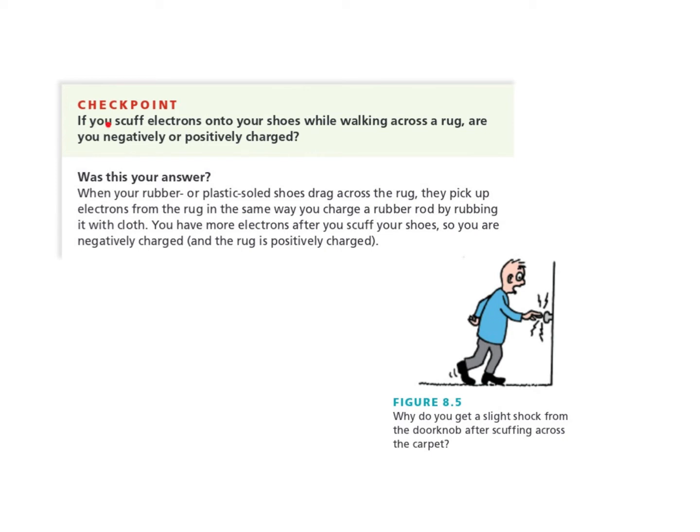It says, if you scuff electrons onto your shoes while walking across a rug, are you negatively or positively charged? The answer is you're negatively charged because you've gained electrons onto your body, or at least onto your clothing, and so you have an excess of negative charge. The other question, and you can see this figure here, why do you get a slight shock from the doorknob after scuffing across the carpet? What happens is you can gain so much excess charge that when you touch the doorknob, it actually flows to the doorknob and it makes a little bitty lightning bolt and you get zapped.